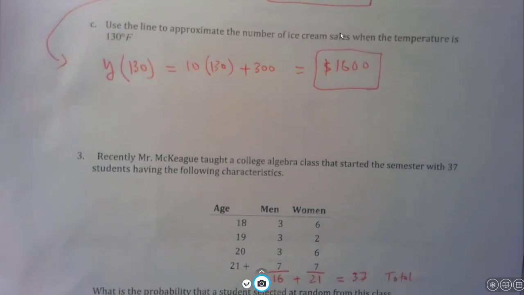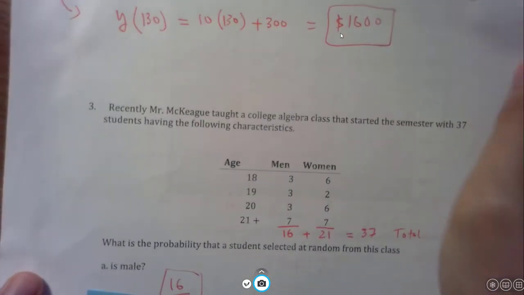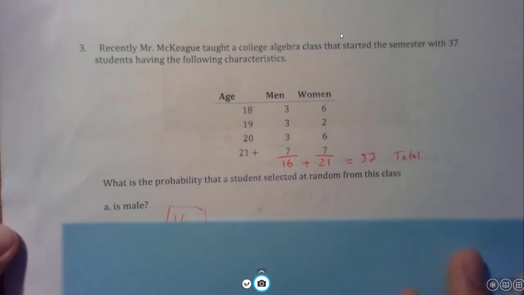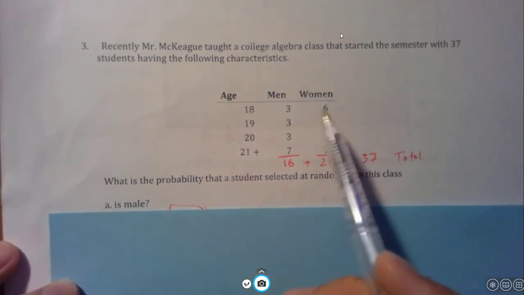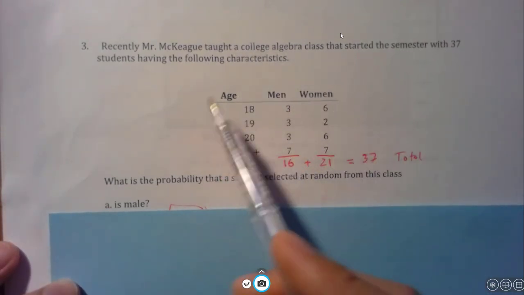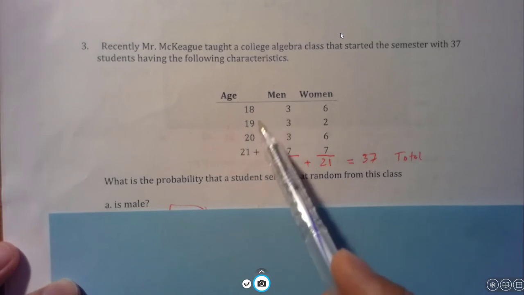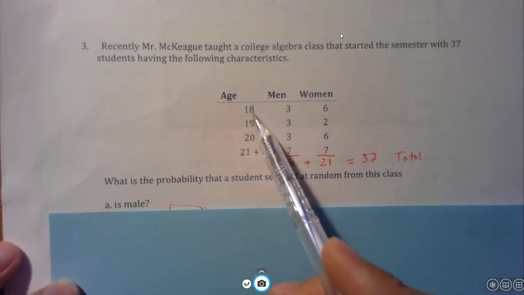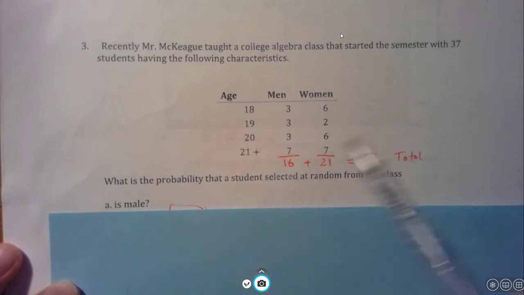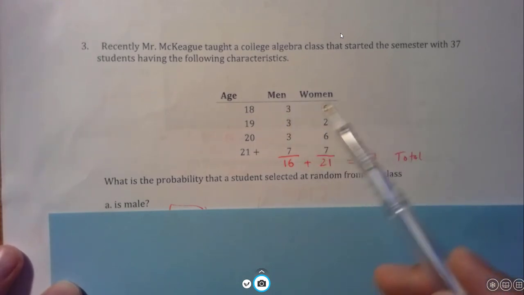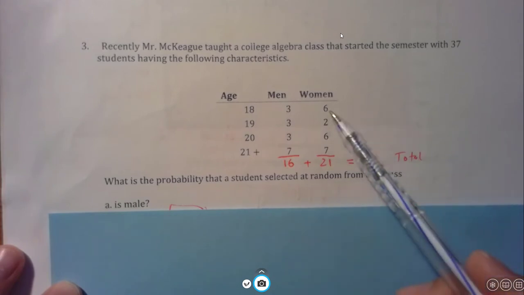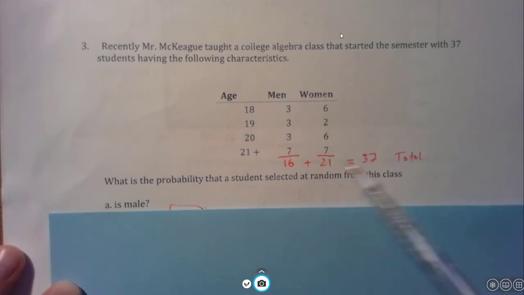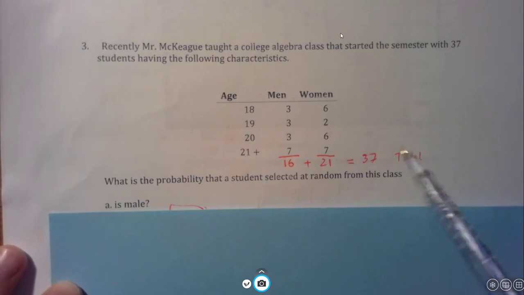Next question, this is about the probabilities. It's similar to your exam 2, 3. Okay, so we have a class of quadratic algebra, and these are the students in the class with the age of 18, 19, 20, and 21 plus, plus the number of students for men and women. Okay, so we add all the men, 16 men, all the women, 21 women. The total is 37 students in that class.